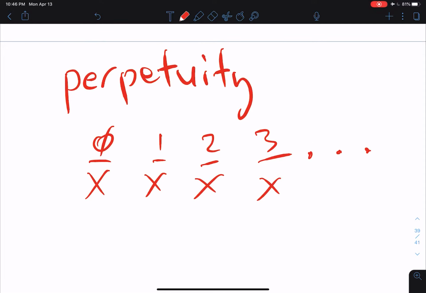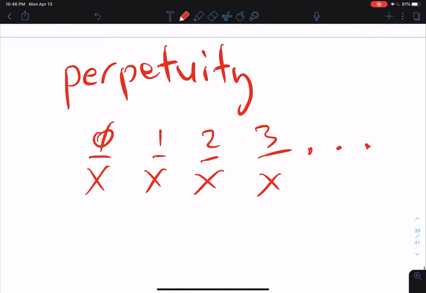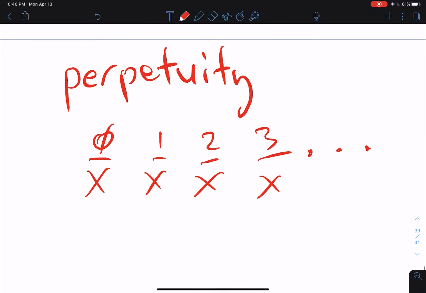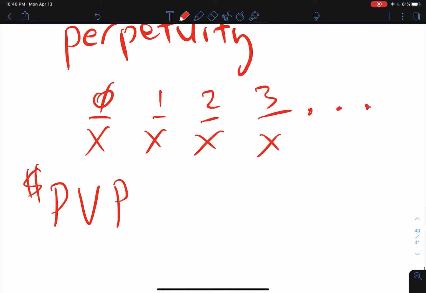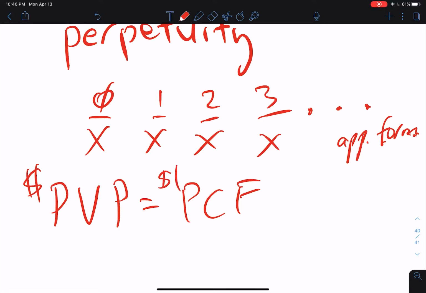Now, because perpetuities never end, it should be obvious that the concept of the future value of a perpetuity doesn't make sense. It never ends. But what does make sense is the concept of the present value of a perpetuity, measured in dollars. And we're going to see that the application formula for perpetuities looks like this. Present value of the perpetuity equals perpetuity cash flow times present value interest factor for a perpetuity.